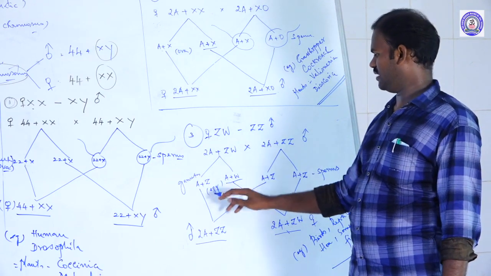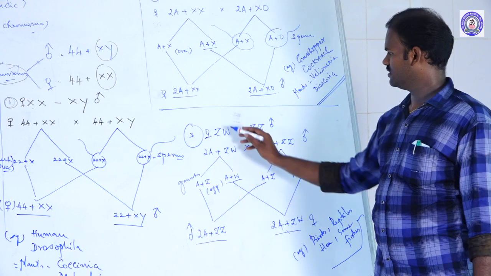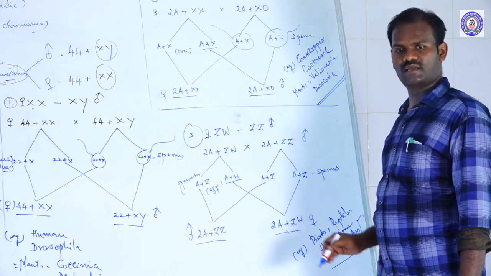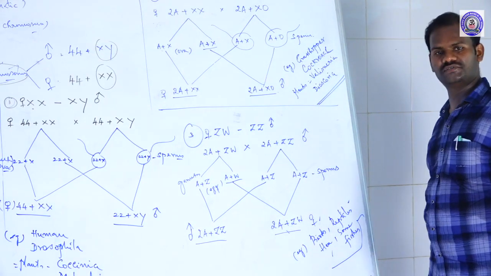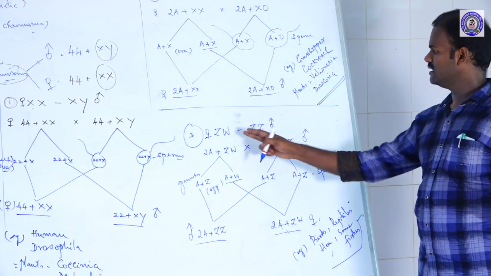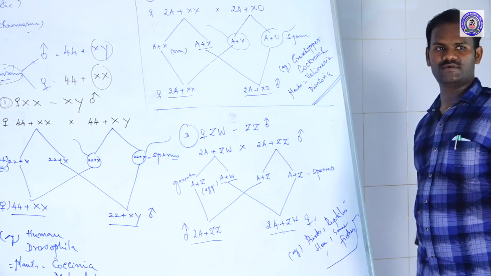Here two different gametes are formed in female because of heterogametic. Here only one type of gamete is formed in male. It is present in birds, reptiles, and some fishes also have been reported with ZW, ZZ type of sex determination.